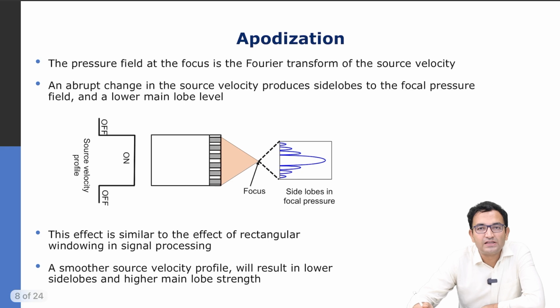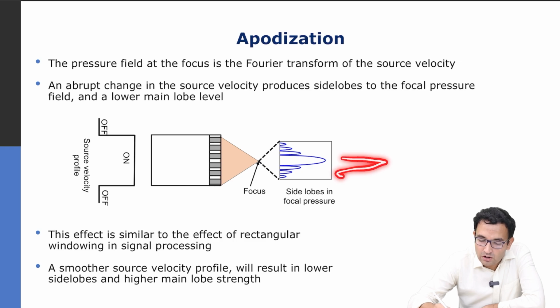We also discussed apodization in some detail. We said that apodization, or essentially shaping the aperture, enables us to form a smooth beam, right? What do I mean by a smooth beam? Well, if a beam does not have a lot of side lobes, that would be a smooth beam.